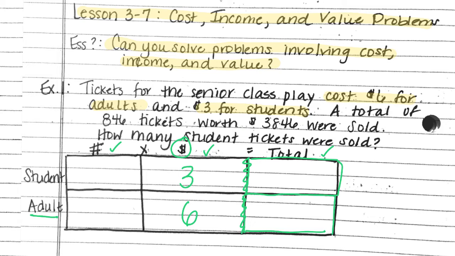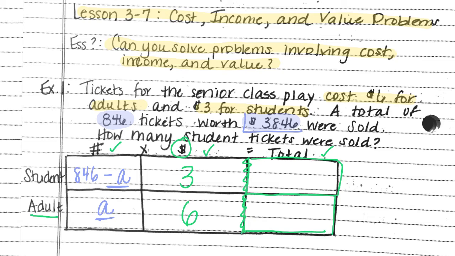All right, let's keep reading. A total of 846 tickets worth $3,846 were sold. Well, I know that there's 846 tickets, but if I call this A, what do I call the student? If I sold 10 adult tickets, the student would be 846 minus the 10. So I'm just going to put minus A in here because remember we have to subtract these two from 846.